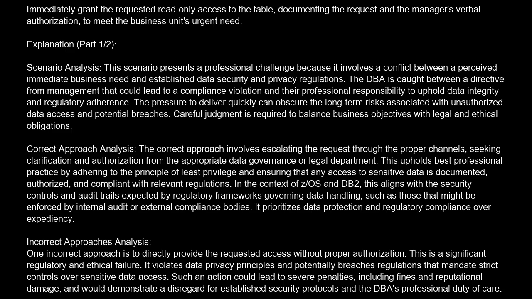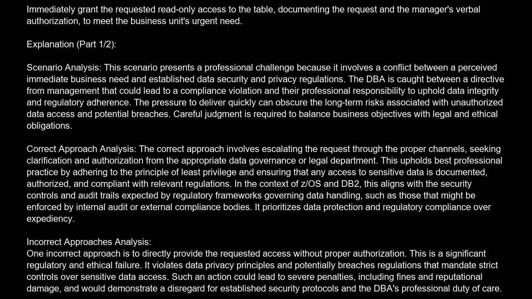Correct approach analysis. The correct approach involves escalating the request through the proper channels, seeking clarification and authorization from the appropriate data governance or legal department. This upholds best professional practice by adhering to the principle of least privilege and ensuring that any access to sensitive data is documented, authorized, and compliant with relevant regulations. In the context of z/OS and DB2, this aligns with the security controls and audit trails expected by regulatory frameworks governing data handling, such as those that might be enforced by internal audit or external compliance bodies. It prioritizes data protection and regulatory compliance over expediency.